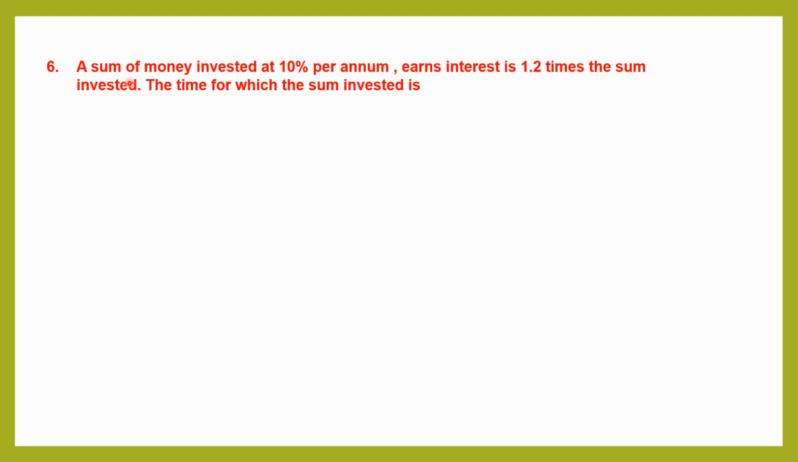Question 6. A sum of money invested at 10% per annum earns interest, that is 1.2 times the sum invested. So again here, this sum of money, if we take it as X, then the interest is 1.2 times the sum. That means 1.2 into X, because X is the sum. Now what are we asked to find? We are asked to find the time for which the sum is invested. What is that time period?